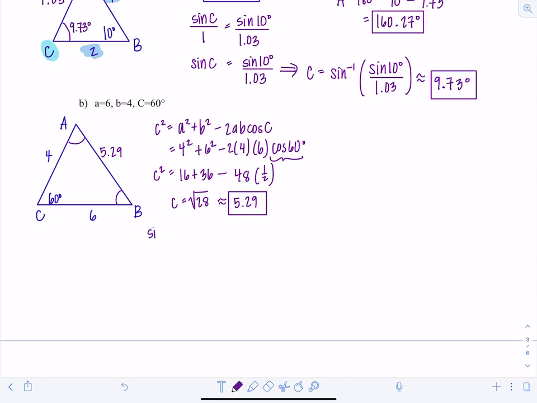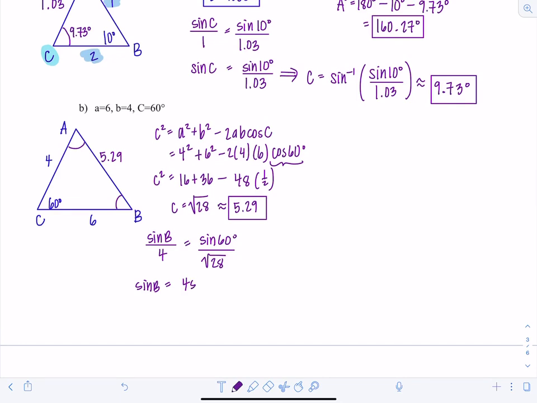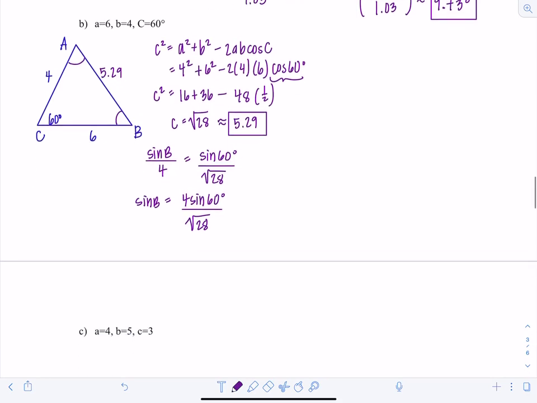So sine of B over 4 is equal to, now I'm going to use what I just found, so sine of 60 over 5.29 or rad 28, just if you want to be more precise in your calculator. So that means sine of B equals 4 sine 60 over rad 28, and then you take sine inverse of that quantity and you should get that B equals 40.89 degrees.